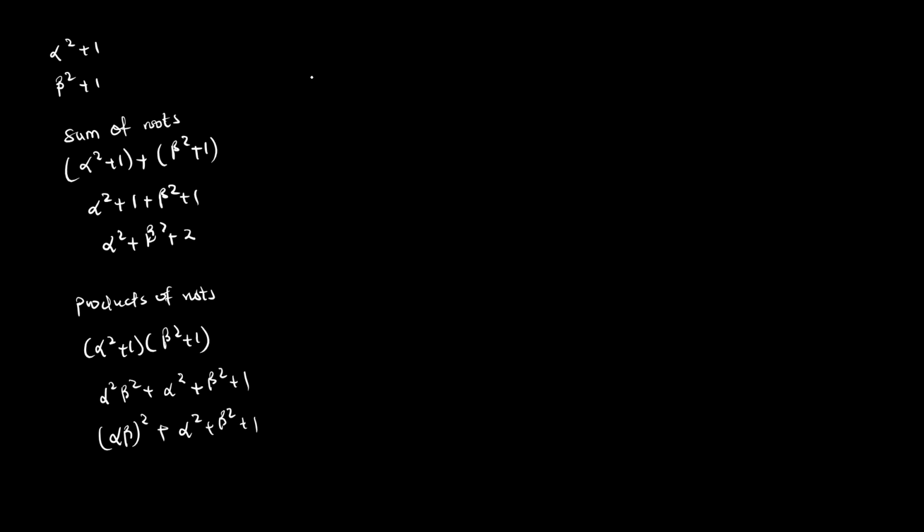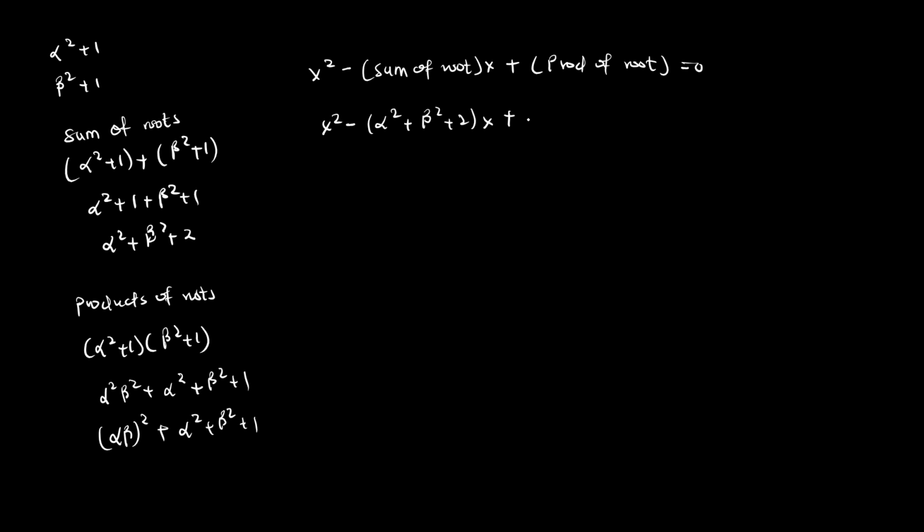So in other words, x square minus, say you have a sum of roots x plus, here will be product of roots is equal to 0. So it's going to be x square minus the sum of roots, in this case alpha square plus beta square plus 2, x plus the product of roots, alpha beta all square plus alpha square plus beta square plus 1, is equal to 0.